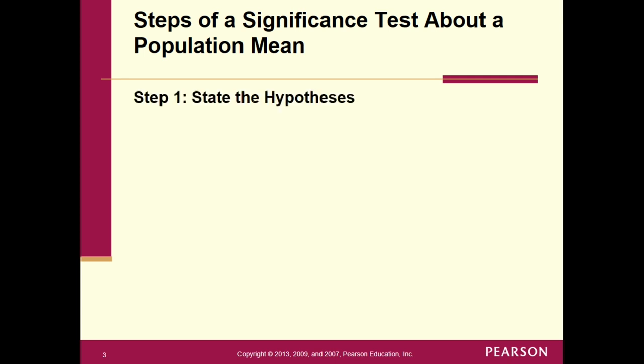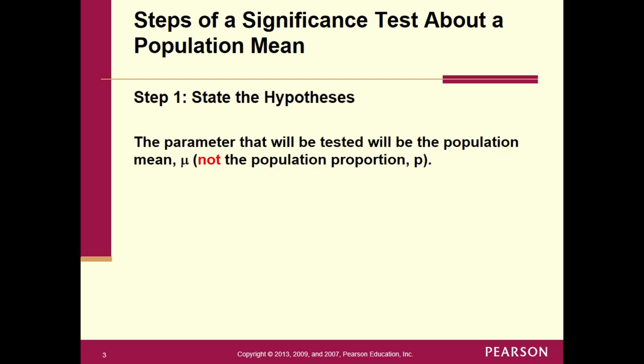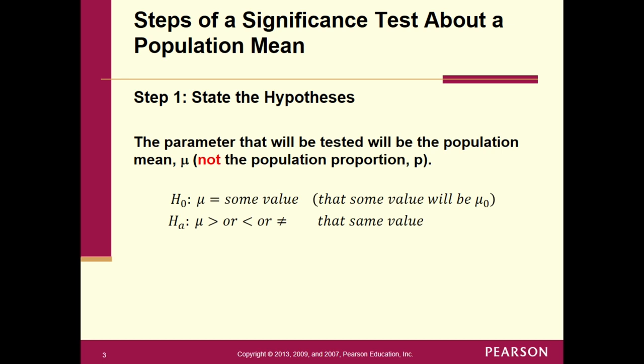So step one, state the hypotheses. The parameter that will be tested would be the population mean, mu, not the population proportion, p. That's obvious. Okay, and we've talked about how to state these, meaning the null and the alternative hypotheses, before. We practiced it, and so the null will always get the equal to sign. The alternative will either get greater than, less than, or not equal to, depending on the situation.